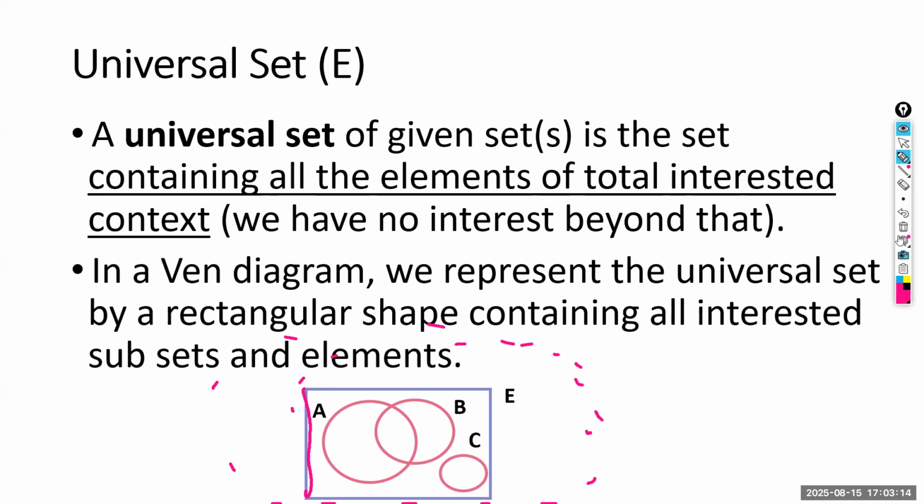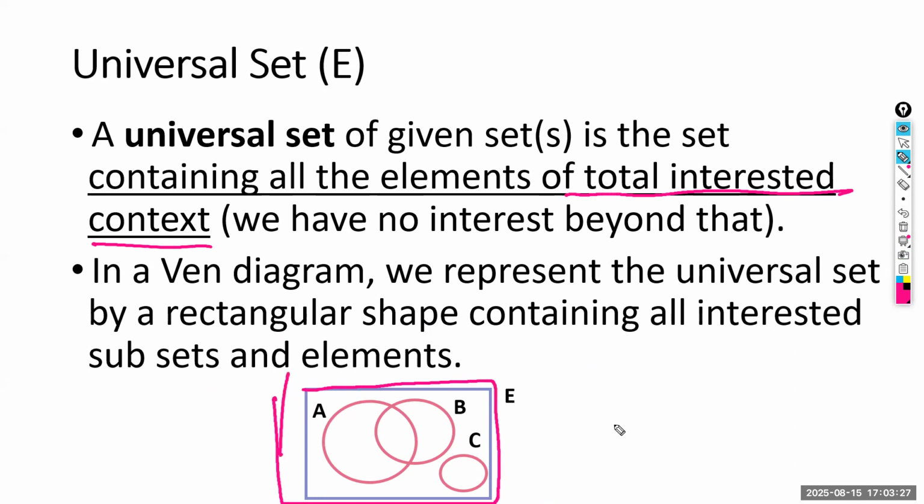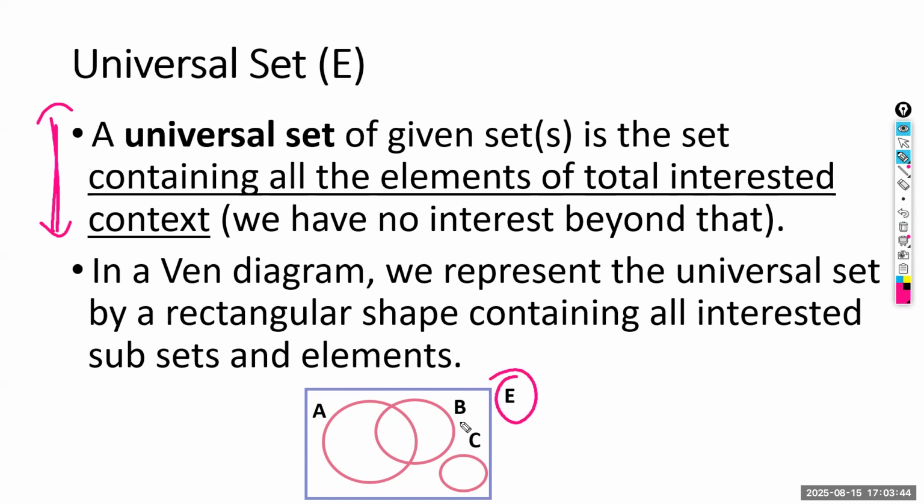So then what is universal set? Universal set is set containing all the elements of our total interested context. That means beyond that we are not interested. Of course, there can be elements there, but we are not interested. We are interested only in this. That is why we draw a rectangular shape. That is our interest. Beyond that, we are not interested. So that is called universal set. We usually represent it by capital E.